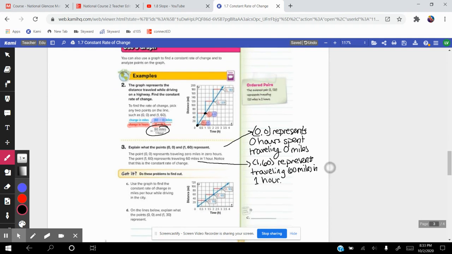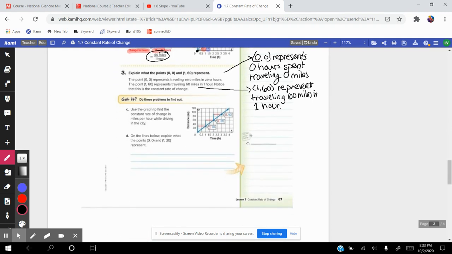Got it? Let's try this problem to find out. Letter C. Use a graph to find the constant rate of change in miles per hour while driving in the city. Like the previous problem, I want to pick 2 points that are on the line, not the number line. So I'm going to pick the points 0, 0 and 1, 30. Again, you have 2 other points that you could pick from, and it's completely up to you.